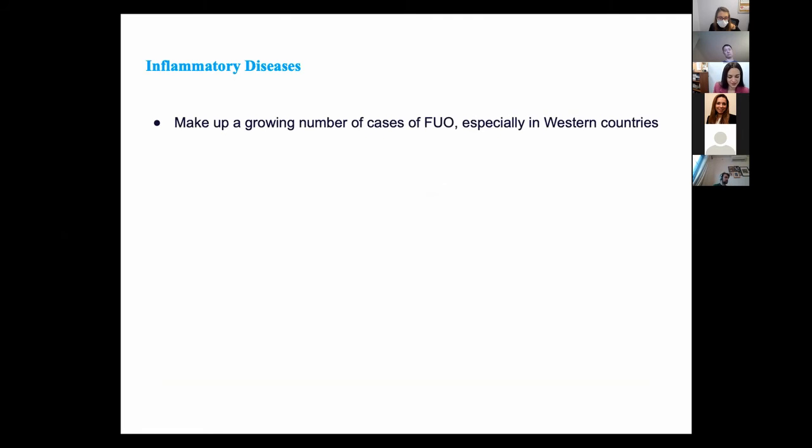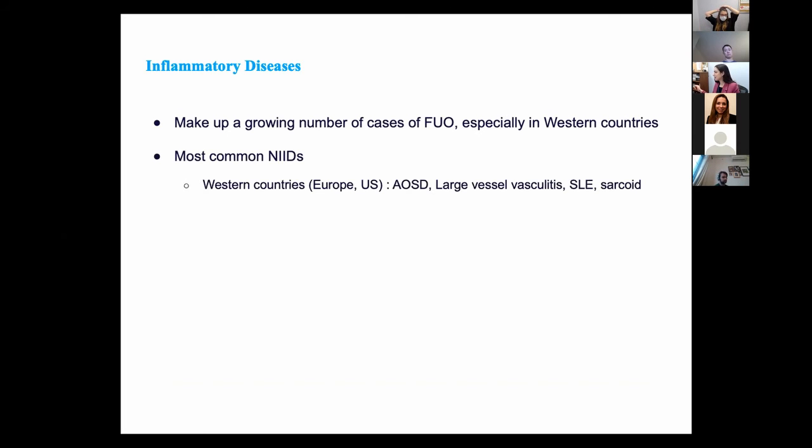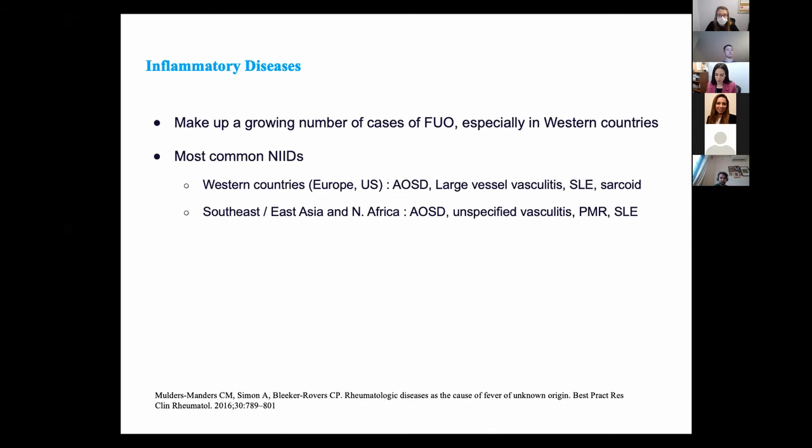So as far as inflammatory diseases, in Western countries especially, our diagnostic tools are becoming better. We're seeing them make up more and more of a percentage of FUO cases. The most common non-infectious inflammatory diseases in Western countries, so Europe and the US, are Still's disease, large vessel vasculitis, lupus, and sarcoid. And in Southeast Asia and Africa, Still's disease is still the most common, followed by vasculitis, polymyalgia rheumatica, and lupus.